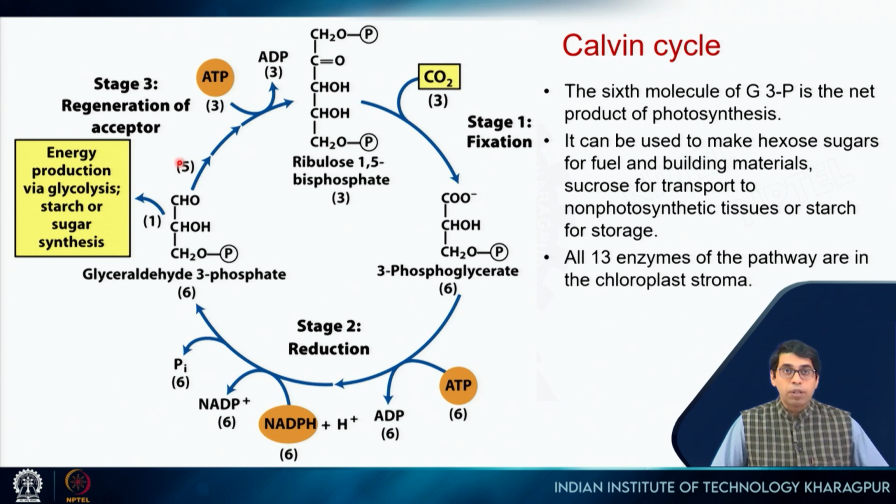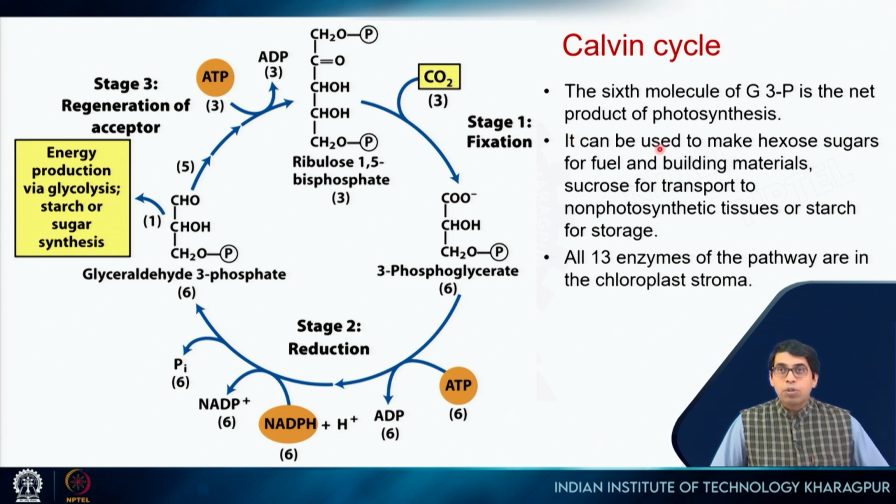So, 5 molecules, each of 3 carbons. 5 times 3 is 15. They are converted to 3 molecules of ribulose 1,5 bisphosphate. This is a 5 carbon molecule, and 3 molecules, so 5 times 3 is 15. So, this balance is also maintained, right. Essentially, the 6th molecule of glyceraldehyde 3-phosphate is the net product of photosynthesis, right. So, these 3 carbons are fixed, and they go out of the cycle, and the remaining carbons are in the Calvin cycle.